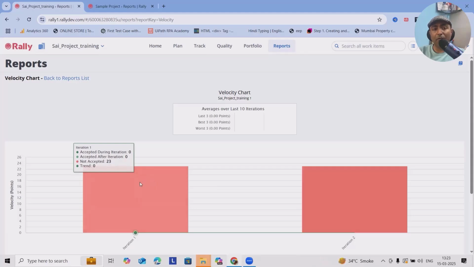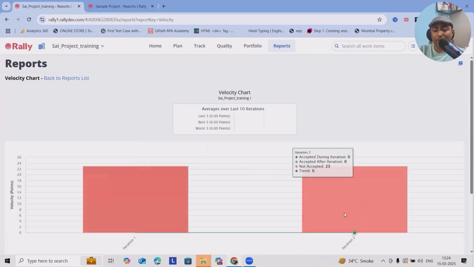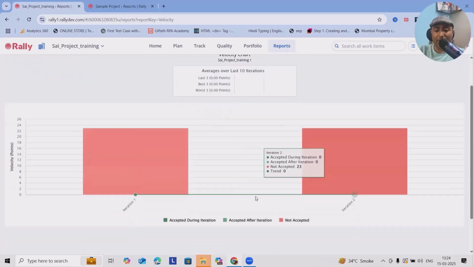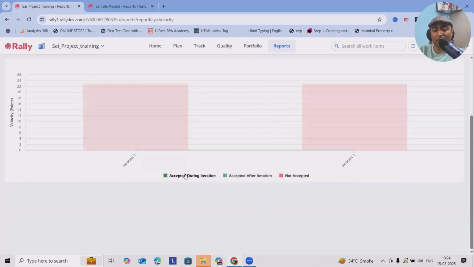And finally, wherever we have red bars, that is the total amount of work that was not accepted during the iteration, you can see it here. You can also see the different iterations listed here. How many iterations you have, you can see from this wizard.